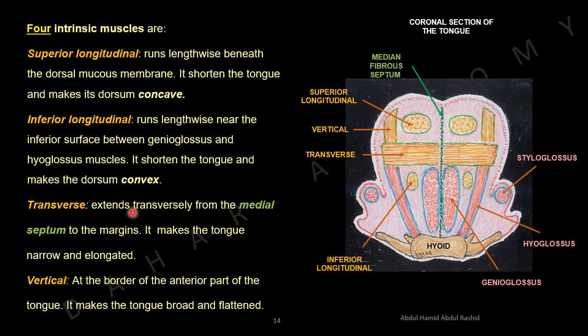The third is transverse muscle. It extends transversely from the median septum to the margins of the tongue. It makes the tongue narrow and elongated. Fourth is vertical muscle at the border of the anterior part of the tongue. It makes the tongue broad and flattened.